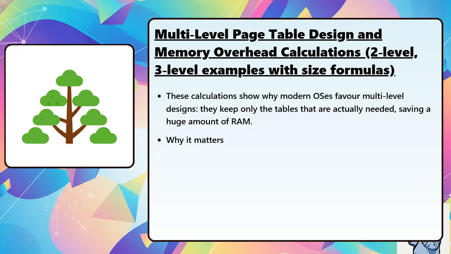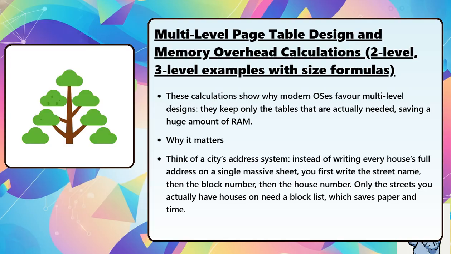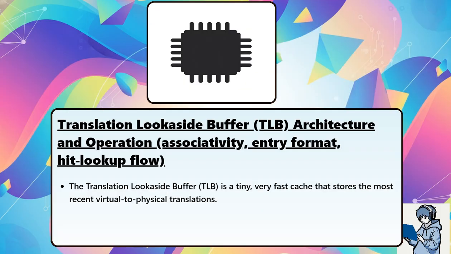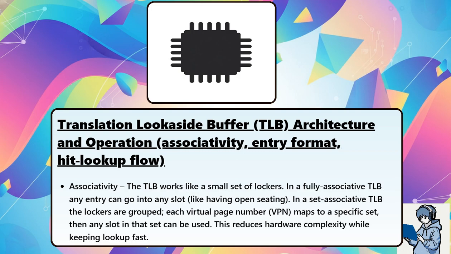Why it matters. Think of a city's address system. Instead of writing every house's full address on a single massive sheet, you first write the street name, then the block number, then the house number. Only the streets you actually have houses on need a block list, which saves paper and time. The translation look-aside buffer, TLB, is a tiny, very fast cache that stores the most recent virtual to physical translations.